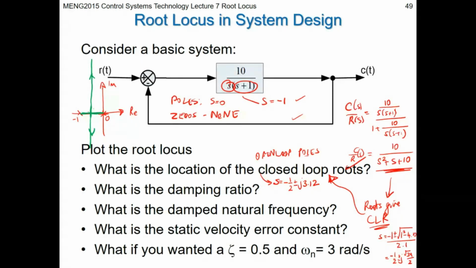So I'm just quickly determining what the locus looks like, and then we said the closed loop roots are at minus a half, plus or minus j 3.12. So that's this location here. That's going to be on a damping line. The damping line comes from the origin, passes through that closed loop root. So what's the damping ratio of this particular point?